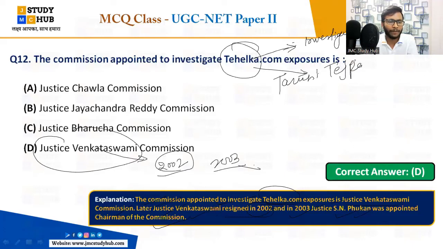It is Tarun Tejpal. Yes, very good. That is the founder here, Tarun Tejpal. Okay, very good. Now we will also know some of the sting operations that they had covered or investigated.